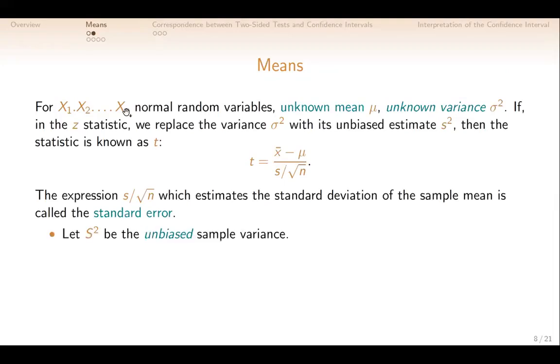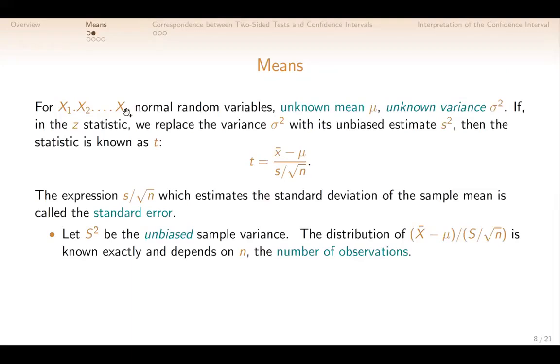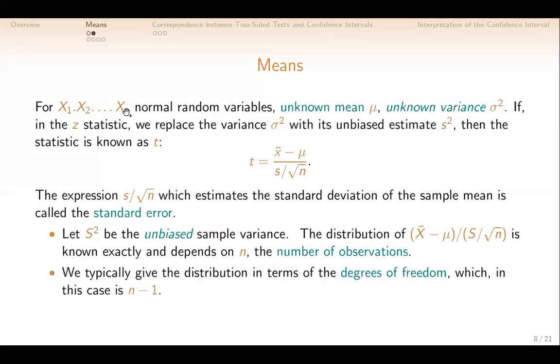So S squared is the unbiased sample variance, and we know that the distribution of x bar minus mu divided by S over the square root of n is known exactly and depends on n, the number of observations. It has the t distribution. And the number of degrees of freedom that go with that t distribution is n minus 1.